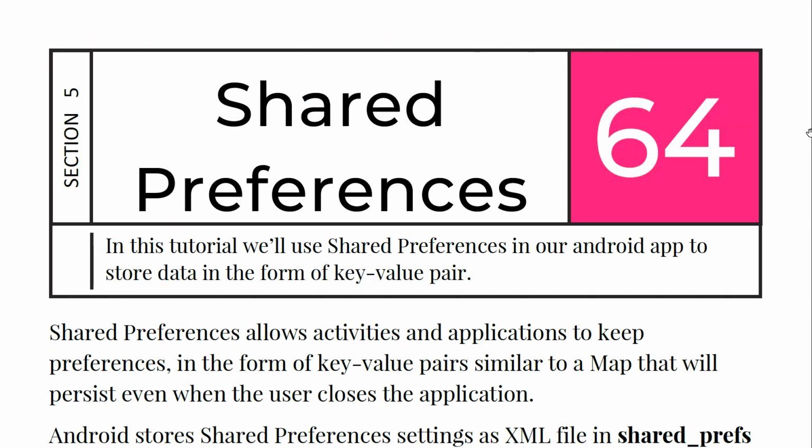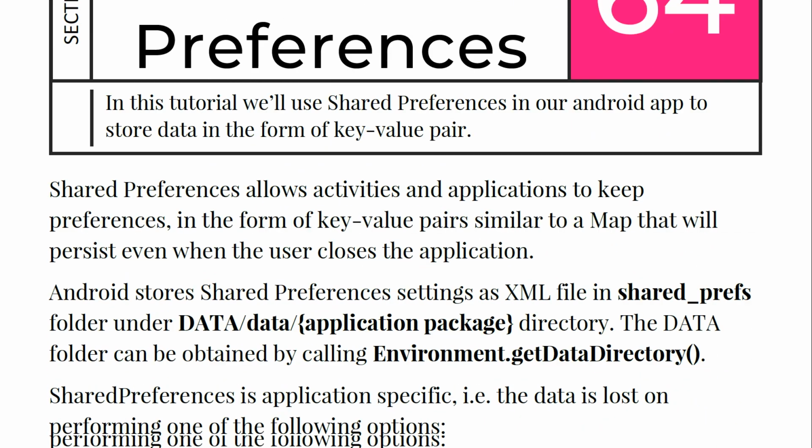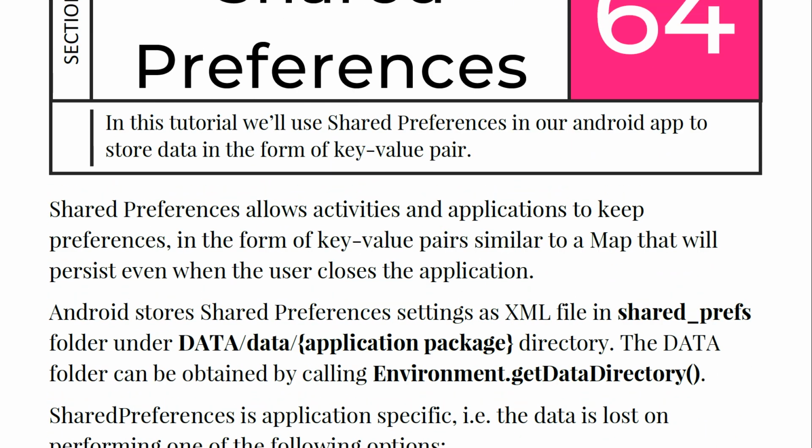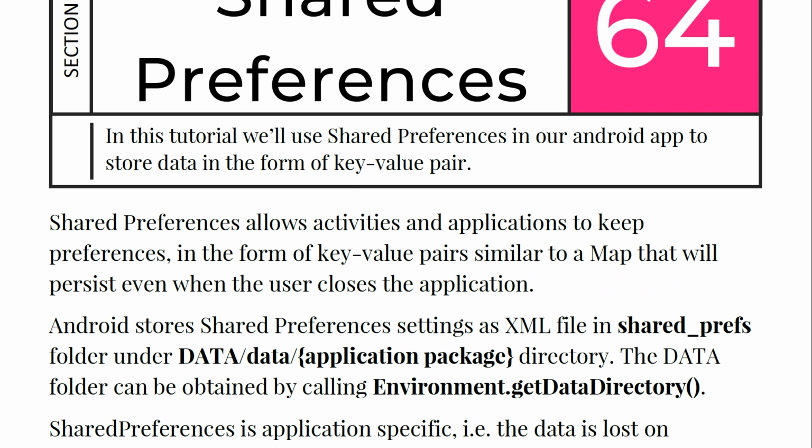We will start with shared preferences. In this tutorial, we will use shared preferences in our Android application to store data in the form of key-value pairs. Shared preferences allows activities and applications to keep preferences in the form of key-value pairs, similar to a map, that will persist even when the user closes the application.